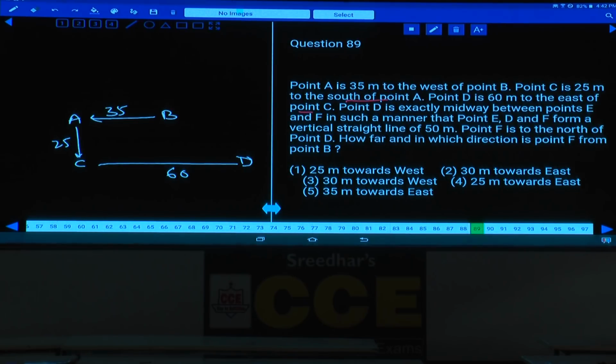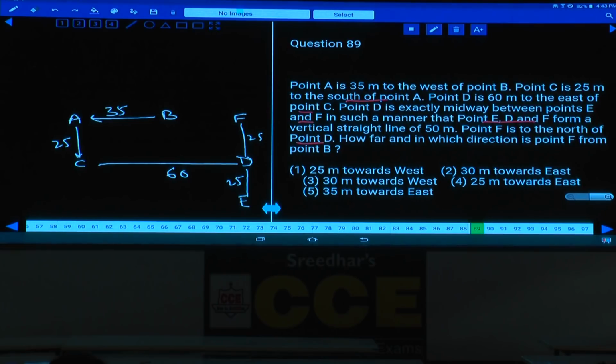D is exactly midway between E and F, in such a manner that EDF forms a vertical straight line of 50 meters. And F is to the north of D. As F is to the north of D, E, D and F form a vertical straight line. Now the total distance between E and F is 50, out of which D is exactly midway. This is 25 and this is again 25, isn't it?